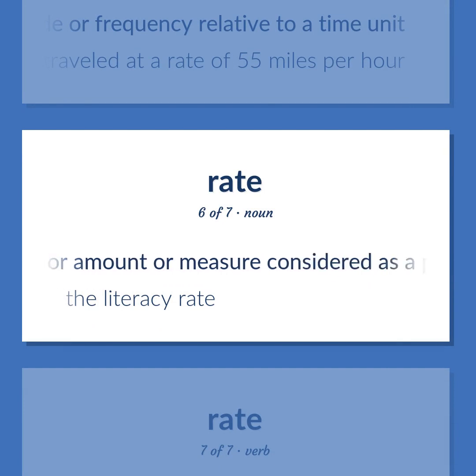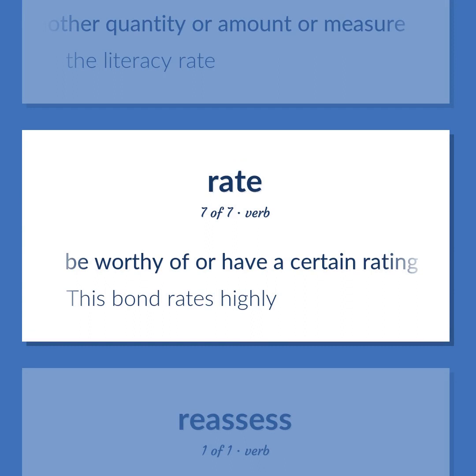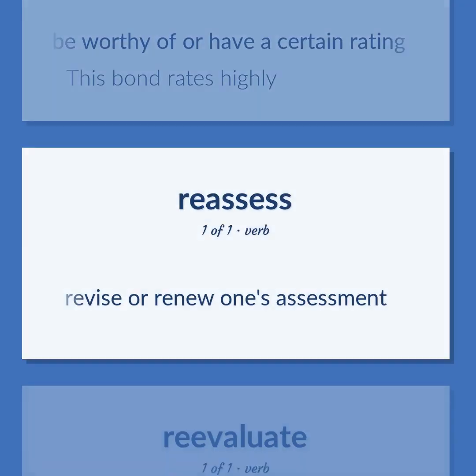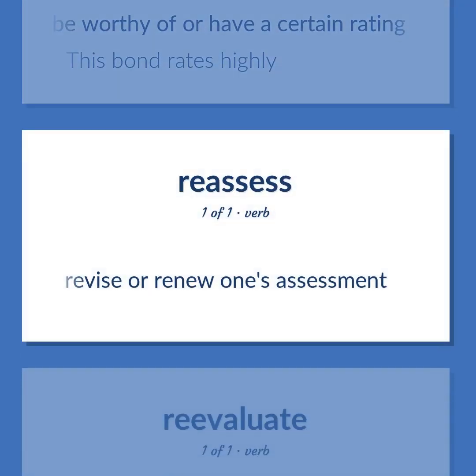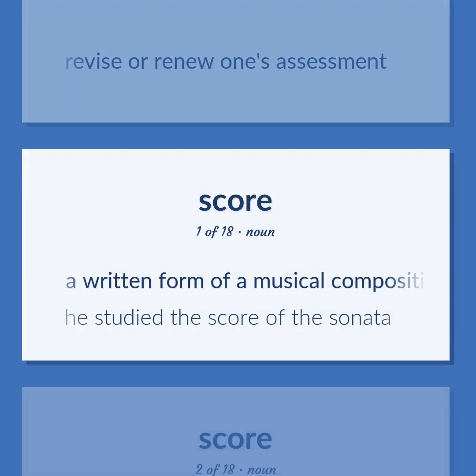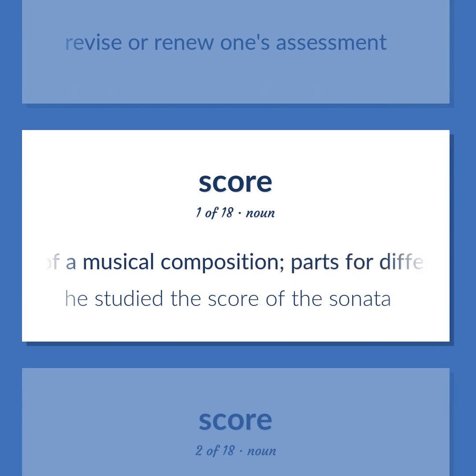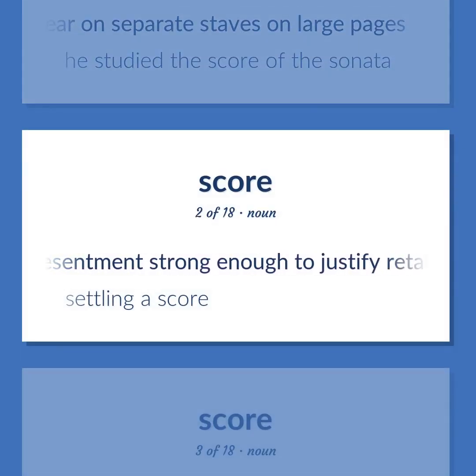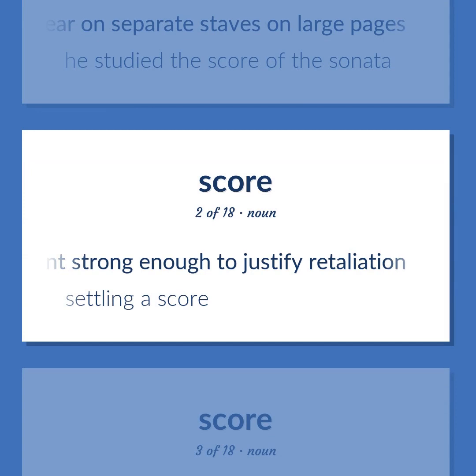A quantity or amount or measure considered as a proportion of another quantity or amount or measure. The literacy rate. Be worthy of or have a certain rating. This bond rates highly. Revise or renew one's assessment. A written form of a musical composition. Parts for different instruments appear on separate staves on large pages. He studied the score of the sonata. A resentment strong enough to justify retaliation. Settling a score.